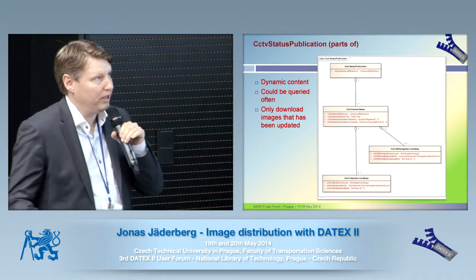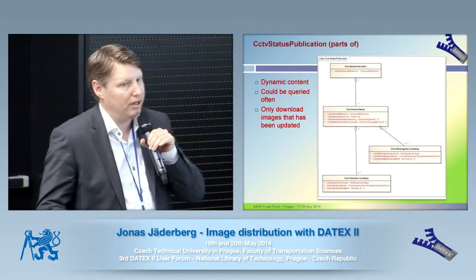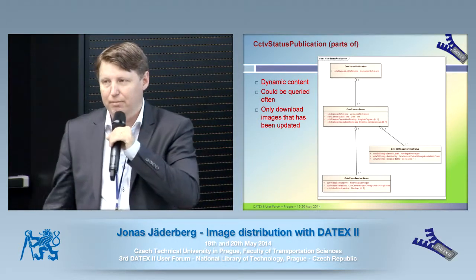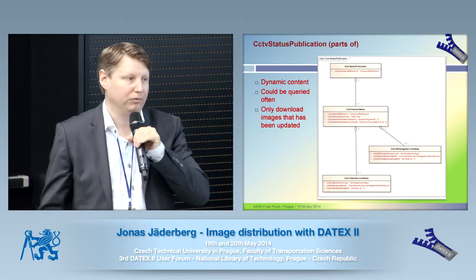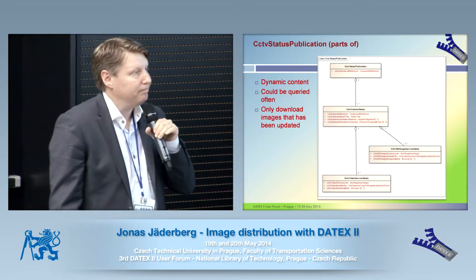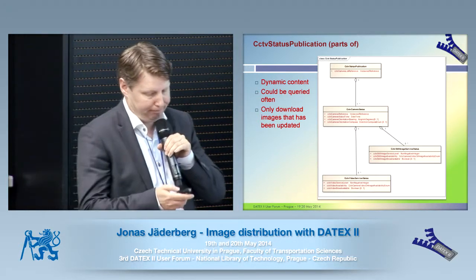So this could be queried often, and by checking the date, the last update time, you can see which images have a new image. So you can only download those images that are new. So you save a little bandwidth.